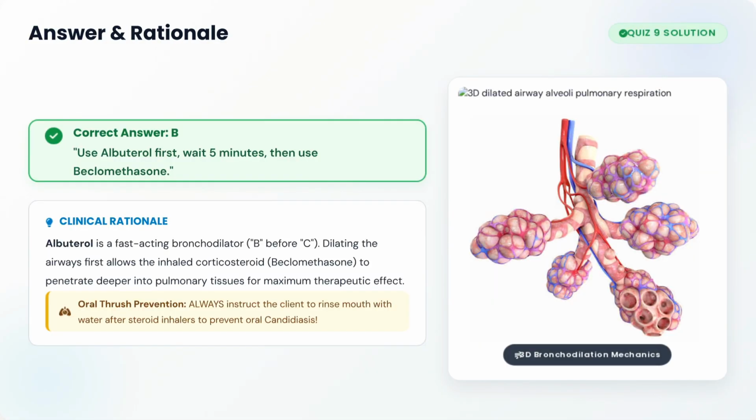The correct answer is B. Use the albuterol inhaler first, wait 5 minutes, then use beclomethasone. Albuterol is a bronchodilator that opens airways, allowing the corticosteroid to penetrate deeper. Always remember to rinse the mouth after using steroid inhalers to prevent oral thrush.